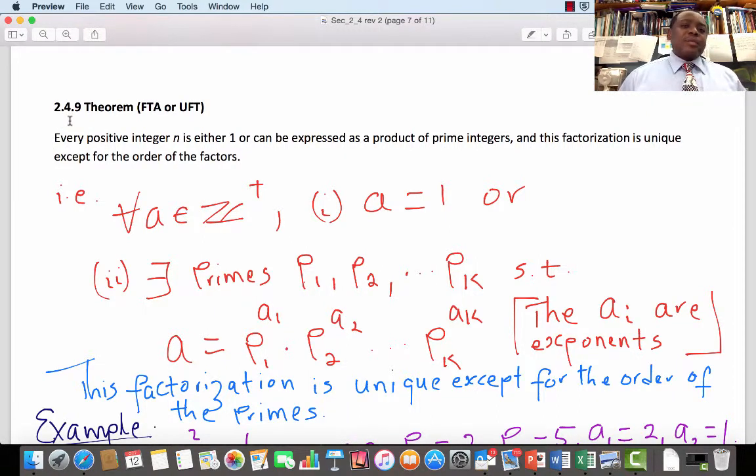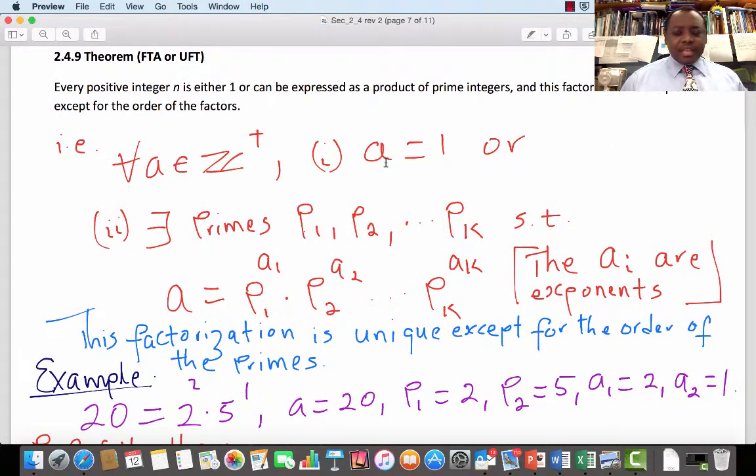2.4.9. We now move to a very important theorem in abstract algebra. The theorem is known as the fundamental theorem of arithmetic or the unique factorization theorem. Statement of the theorem. Every positive integer n is either 1 or can be expressed as a product of prime integers, and this factorization is unique except for the order of the factors.